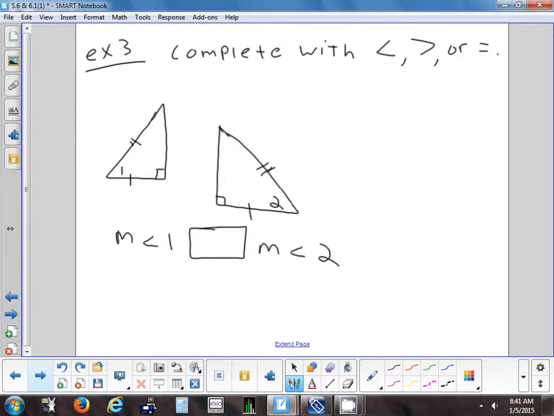So how would angle 1 and 2 compare here? It would be less than, greater than, or equal. What do you think? Equal. Yeah, it would be equal. How come? Because they're congruent. Okay, well, we have two pairs of sides, but we don't.